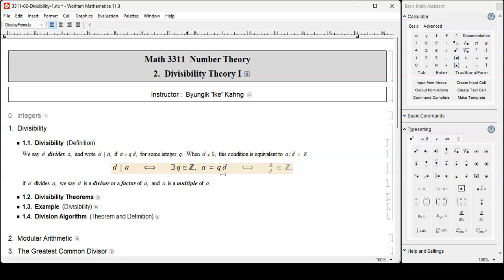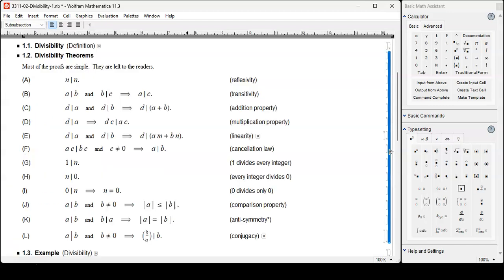This expression is far more desirable. A is q times d. If d divides a, we say d is a divisor or a factor of a, and a is a multiple of d. Remember all those terms? And also the properties of divisibility. You should be familiar with all those properties, yes, but you have to prove those. And that's going to be part of your homework this week.